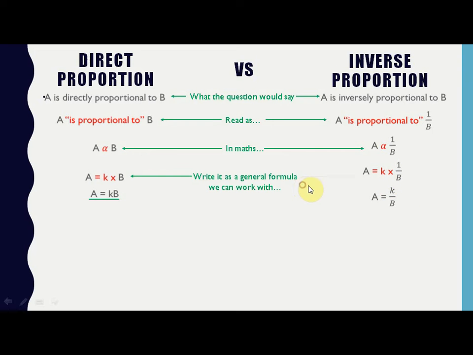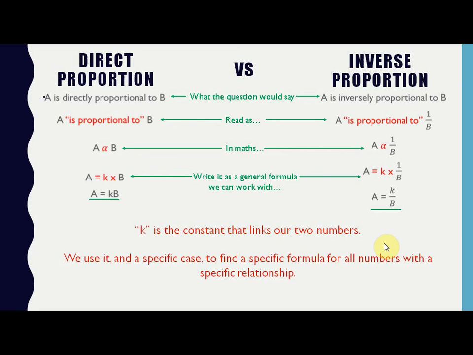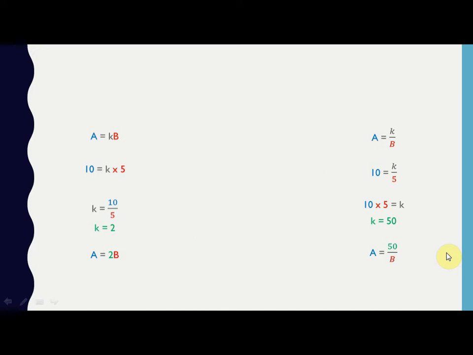So in the general formula, we have A equals K times 1 over B, or basically A equals K divided by B. The simple difference between both proportionalities is that in directly proportional, K and B are multiplied with each other, while in inversely proportional, K and B are divided, right? K is, as you know, the constant which links our two numbers. We use it in a specific case to find a specific formula for all numbers with a specific relationship, or you can skip it and write the straight equation.